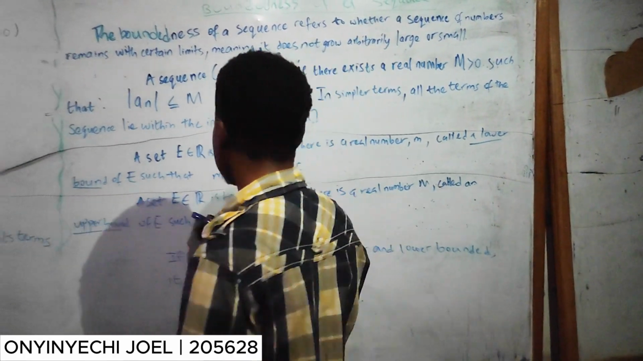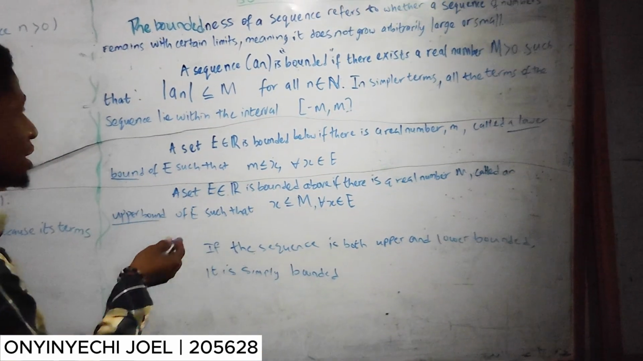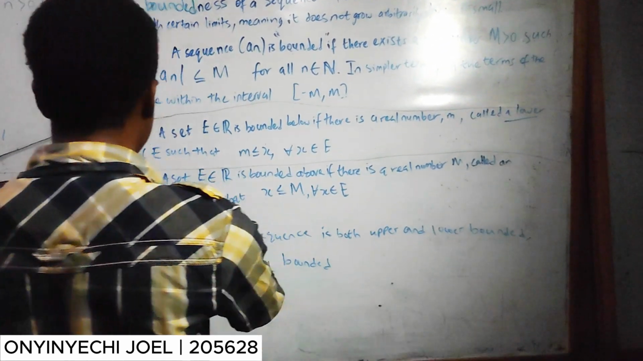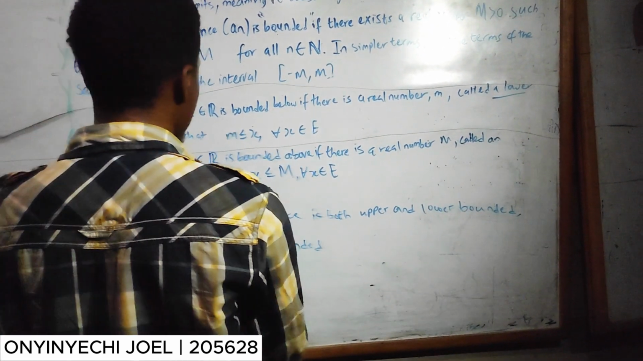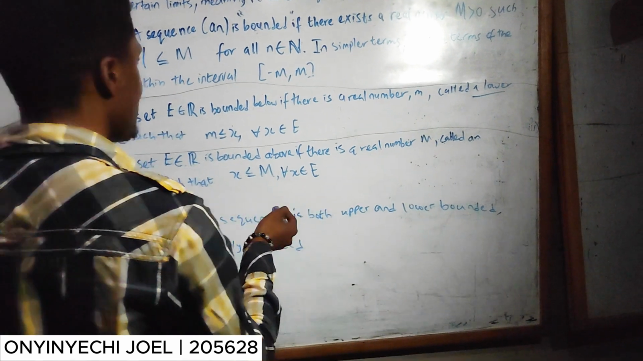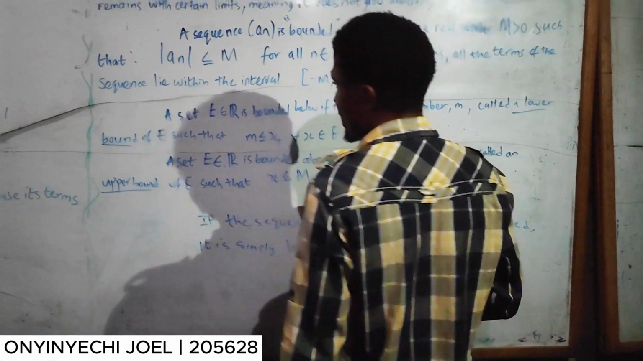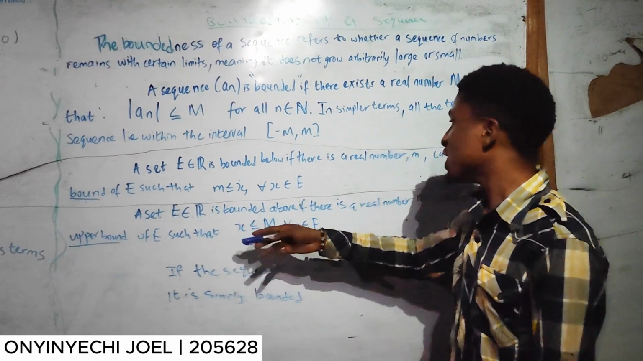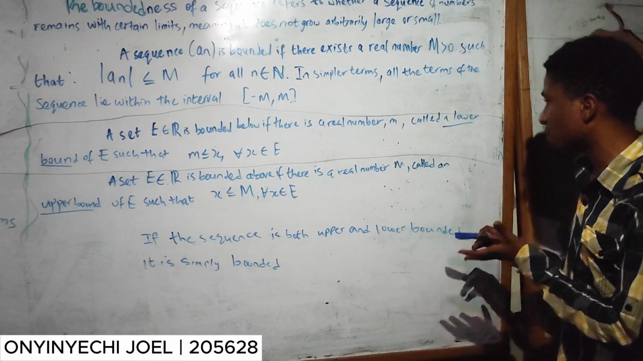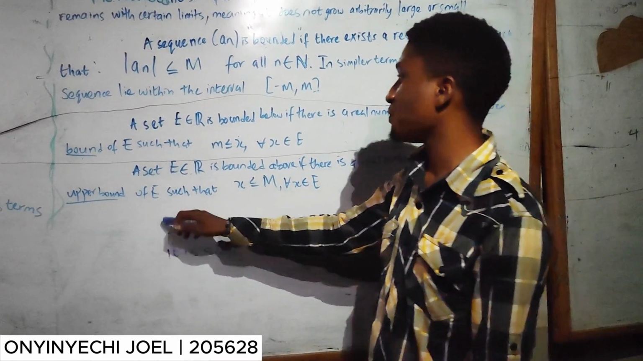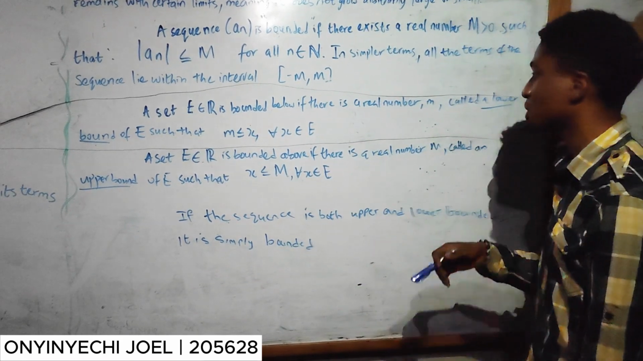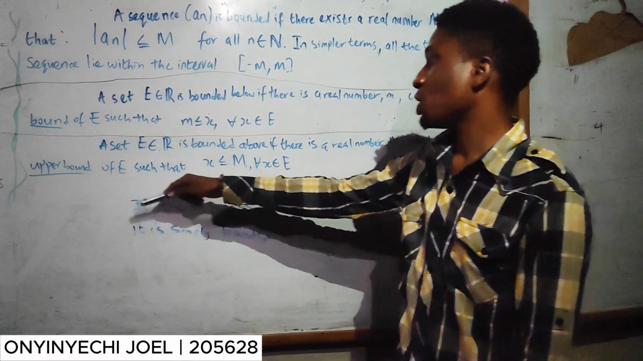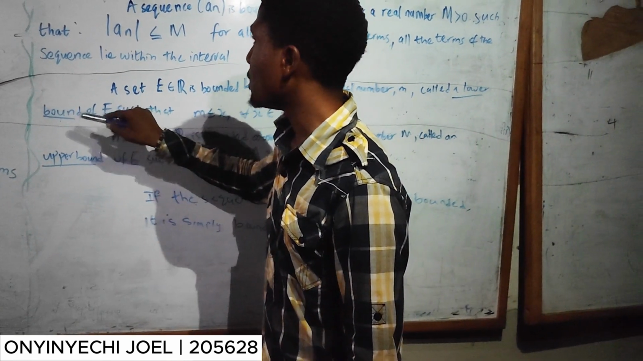A set E in the real numbers is bounded below if there is a real number m, called a lower bound of E, such that m is less than or equal to x for all x in E. A set E in the real numbers is bounded above if there is a real number M, called an upper bound of E, such that x is less than or equal to M for all x in E. So that is for the upper bound and the lower bound.